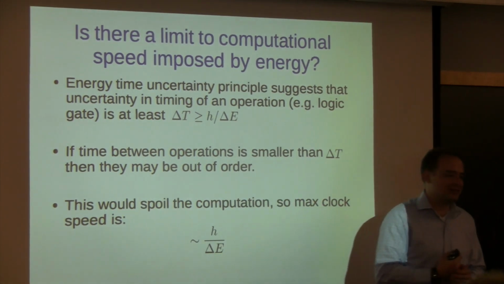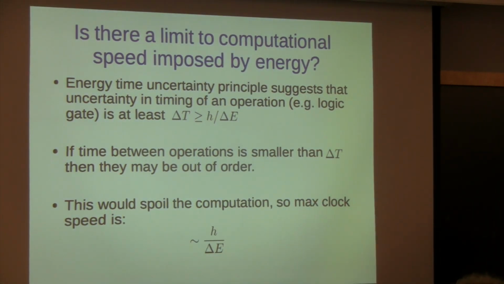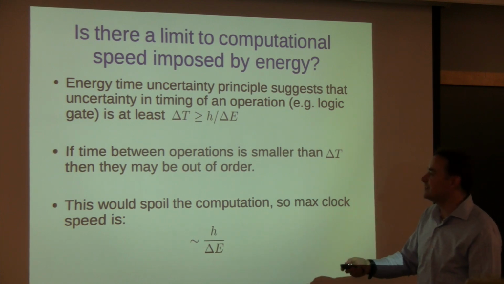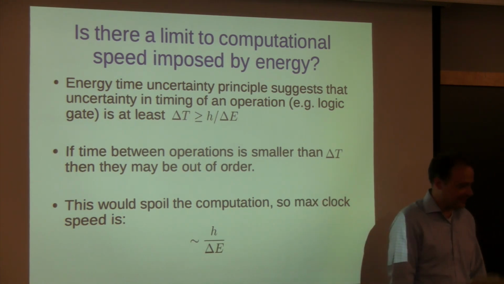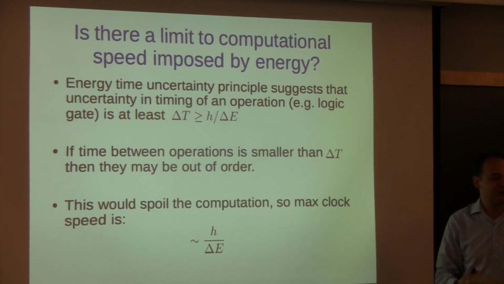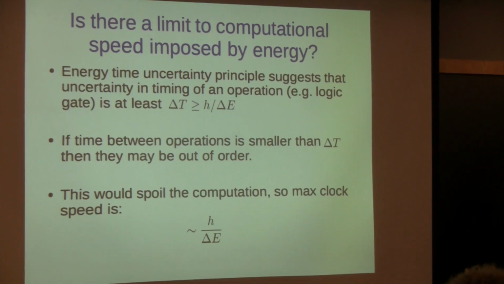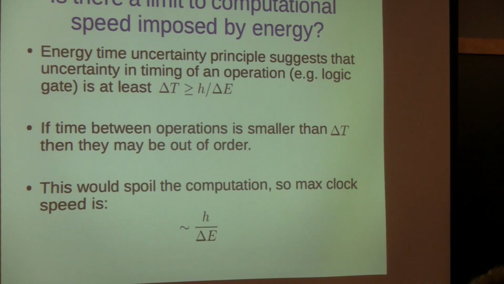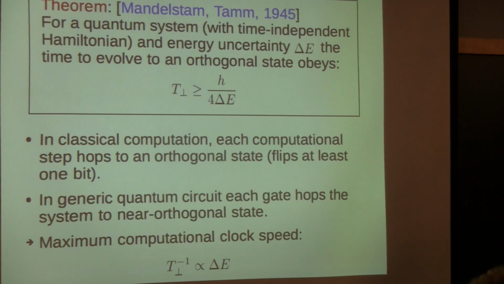there are various energy-time uncertainty principles, and they say something about how if your spread in energies is delta E, then your uncertainty in time, delta T, the product of those two things has to be at least Planck's constant. If that's the case, then maybe that sets a limit to computation. Because if you make your time in between operations smaller than this uncertainty in their timing, then they might be out of order. And so presumably that ruins everything. So people would say, well, maybe the maximum clock speed of a computer is Planck's constant over your uncertainty in energy of your system. That might be one of them.